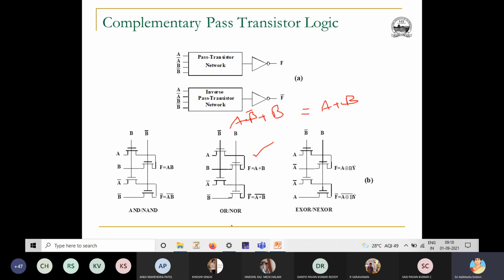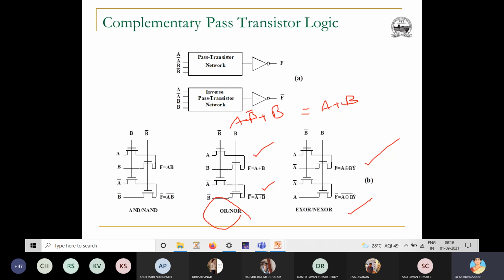Then this is A bar B bar plus B bar into B. B bar into B is 0, so A bar B bar, which is A plus B whole bar. So it gives you both OR and NOR gates. And here, this is A B bar plus A bar B, which is XOR, and A bar B bar plus AB, which is XNOR. So this is complementary pass transistor logic. Whenever you need both true and complementary outputs, an XOR XNOR combination, an AND NAND combination, or any Y and Y bar combination, you can use complementary pass transistor logic.